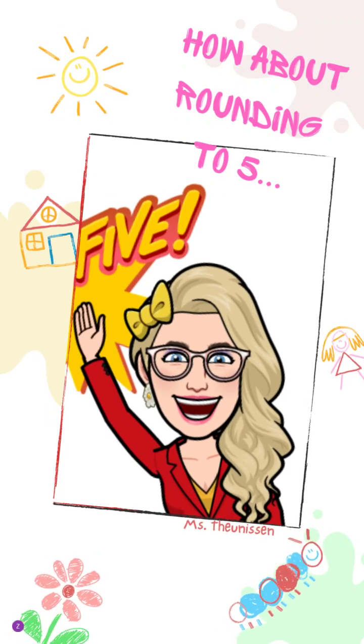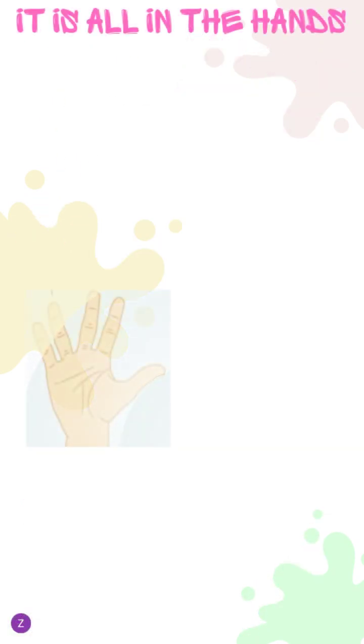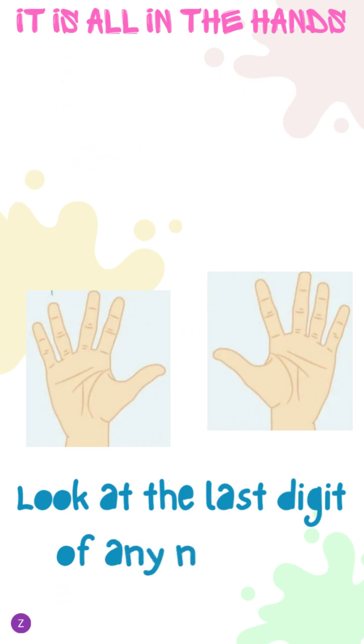Let's have a look at rounding to 5. We have already rounded to 10, to 100, and to 1,000. Now we need to also look at when we need to round to 5. When rounding to 5, we now only look at the very last digit in any number. It doesn't matter how big that number is.